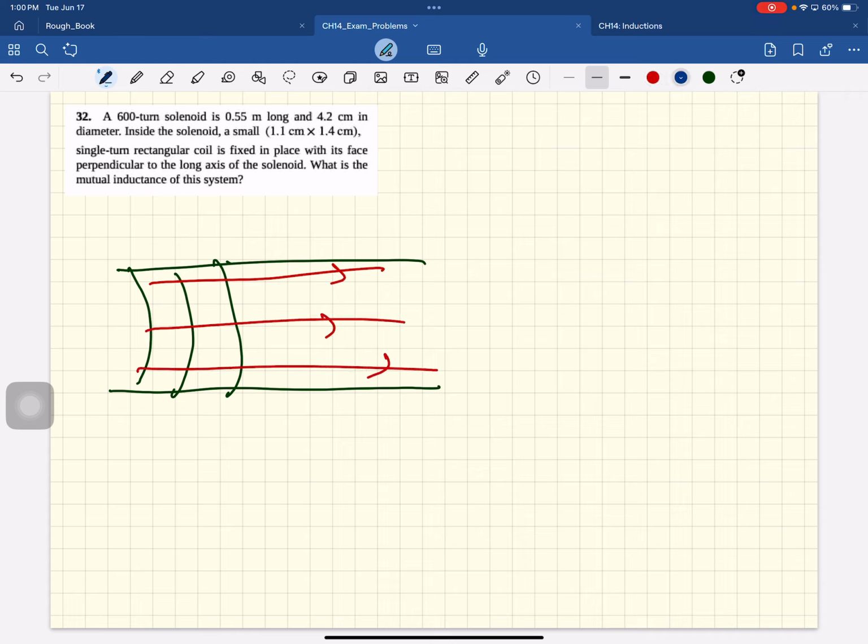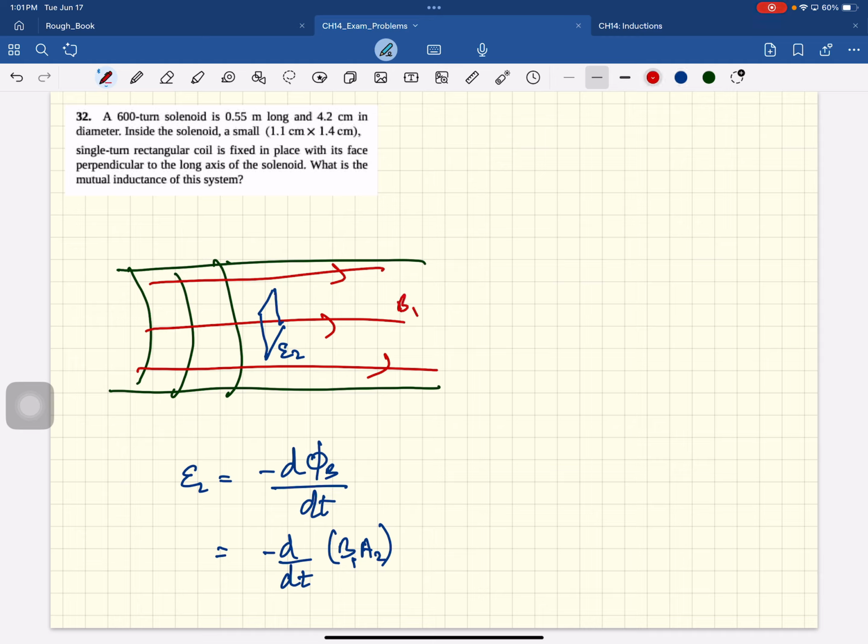And what we're going to do is place a small rectangular coil inside. And so the magnetic field is perpendicular to that. What does Mr. Faraday say? What is the induced EMF in here? We'll call this E2. E2 is minus d phi, the magnetic flux through there. What is the magnetic flux through there? It's a single turn, so minus d by dt of B times area A2. And we'll call this B1, the field produced by the solenoid 1. A2 is the area of coil 2.